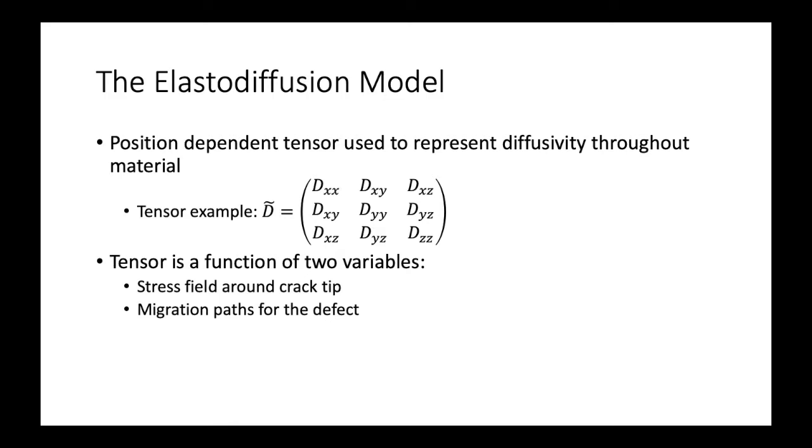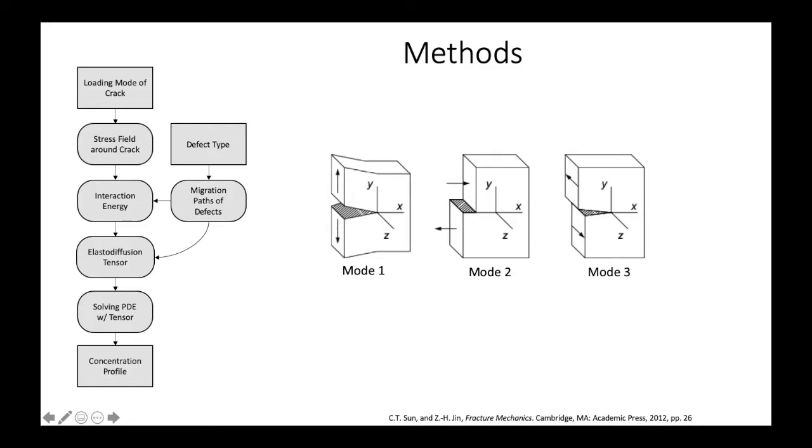The elastodiffusion tensor is a function of two main variables: the stress field around the crack tip and all the migration paths possible for the defect. To obtain the concentration profile of defects around the crack tip, there are many steps of calculation required. The first step is to choose the loading mode. In this example, we will be using Mode 1 loading.